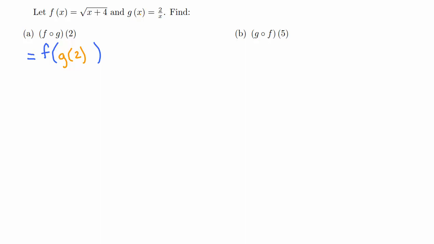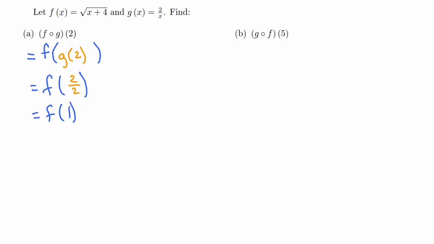G of 2 simply means you go to the g function and replace the x with 2. So it just gives you 2 divided by 2, which simplifies to 1, obviously. So what this really means is just f of 2 over 2, which simply means f of 1.